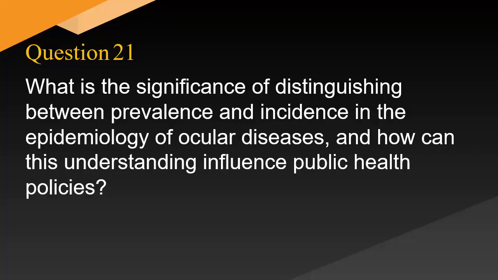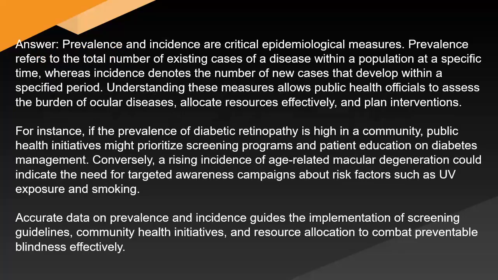What is the significance of distinguishing between prevalence and incidence in the epidemiology of ocular diseases, and how can this understanding influence public health policies? Answer: Prevalence and incidence are critical epidemiological measures. Prevalence refers to the total number of existing cases of a disease within a population at a specific time, whereas incidence denotes the number of new cases that develop within a specified period. Understanding these measures allows public health officials to assess the burden of ocular diseases, allocate resources effectively, and plan interventions.